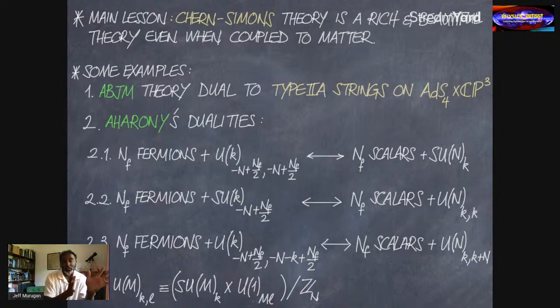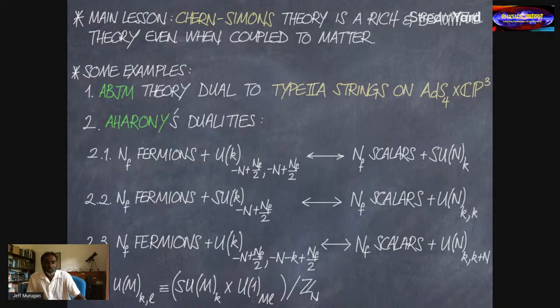dualities. On the left-hand side, some set of fermions coupled to some gauge fields. On the right-hand side, some set of scalars coupled to some other gauge fields. And the double arrow that joins these two tells me that these theories are dual to each other. So they're really capturing the same physics on both sides of the arrow, but the degrees of freedom are organized in different ways so that they look different.